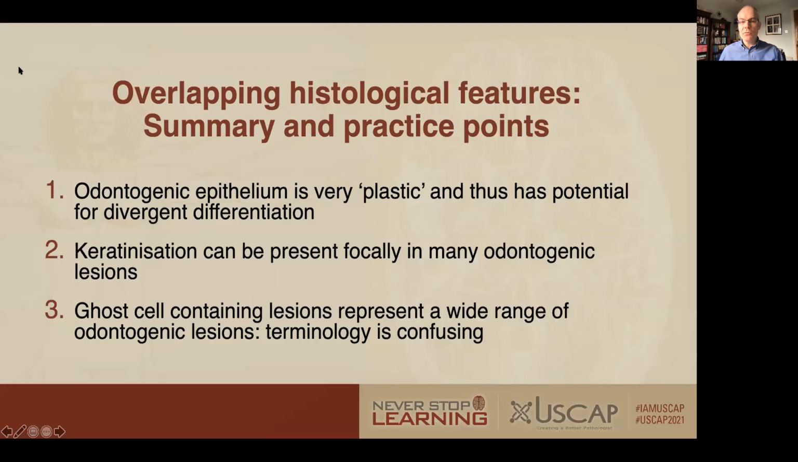So what about the important features? Odontogenic epithelium is very plastic, so therefore you're going to see keratinization and ghost cells and very divergent differentiation. Keratinization can be present focally in many odontogenic lesions, so don't be caught out with that. And ghost cell lesions, a wide range of odontogenic lesions can contain these, and the terminology really is confusing and probably does need to be refined.